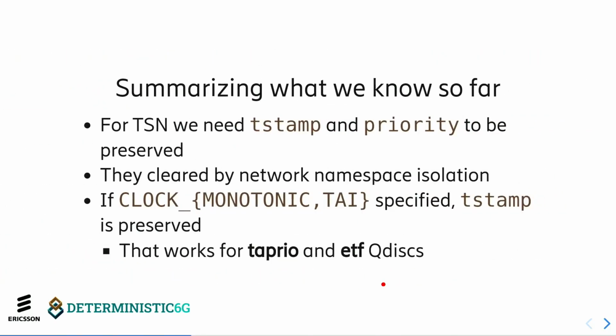Okay, just a quick recap of what we know so far. We need timestamp and priority for TSN networking. They are cleared by the namespace isolation, unfortunately. If we use different clocks than the real-time wall clock, these are preserved. And so in TAPRIO and the ETF qdisc, we can use those, but we still lost the priority.